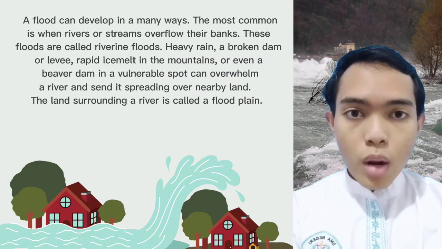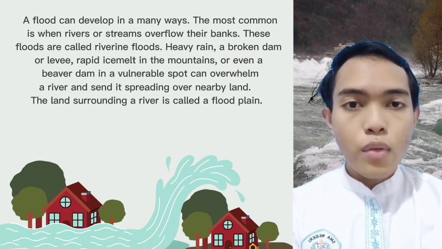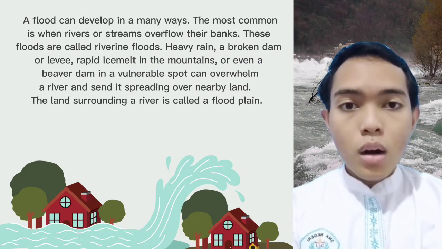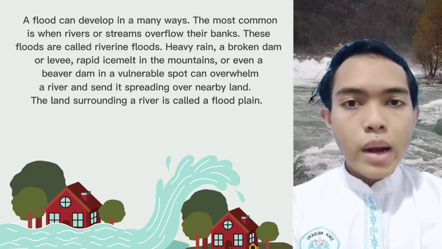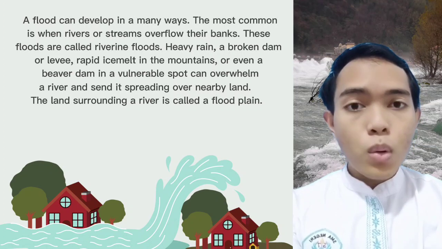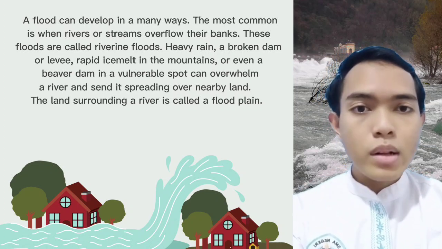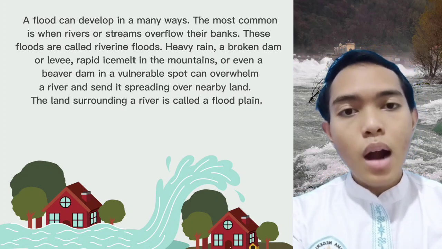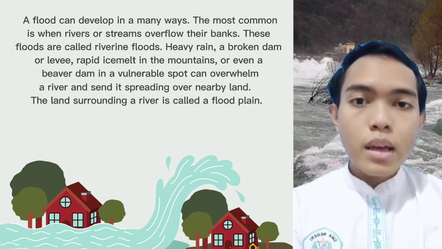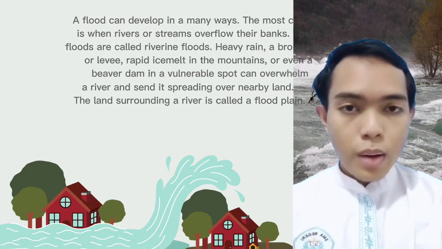A flood can develop in many ways. The most common is when rivers or streams overflow their banks. These floods are called riverine floods. Heavy rain, a broken dam or levee, a rapid ice melt in the mountains, or even a beaver dam in a vulnerable spot can overwhelm a river and send it spreading over nearby land. The land surrounding a river is called a floodplain.